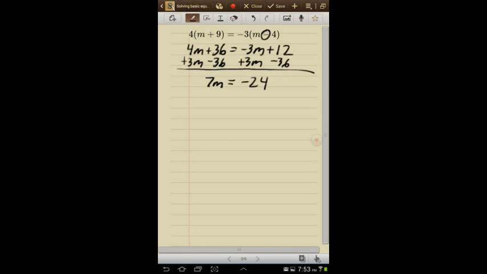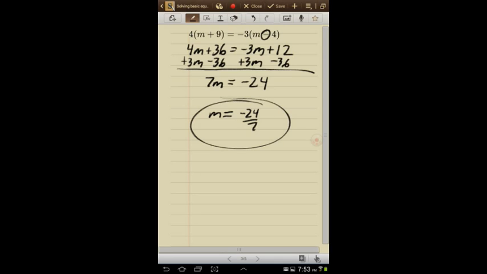I'll divide by 7. 7 does not go into 24 evenly or at all nicely. It comes out to be a very ugly fraction or decimal. So I'm just going to leave it as that fraction. It's already reduced, so I'll just leave it there.